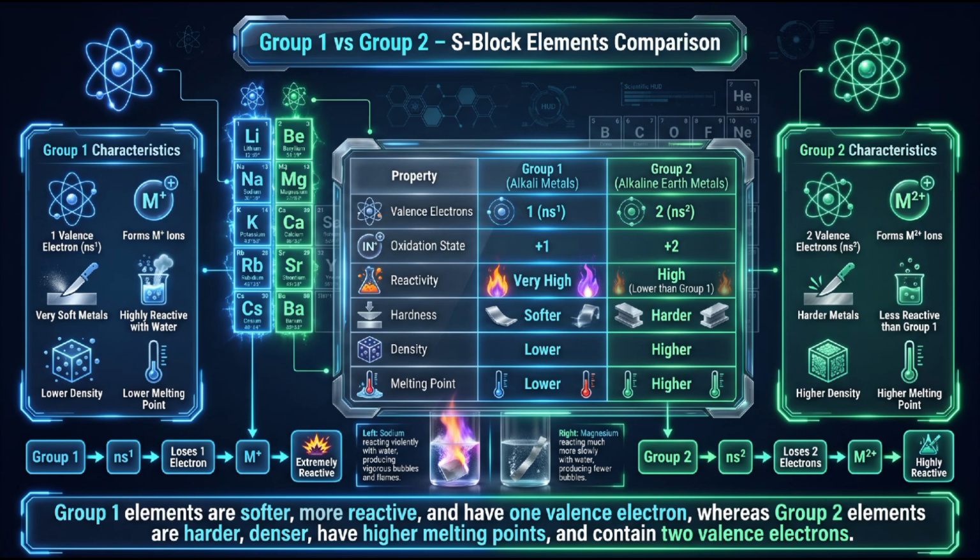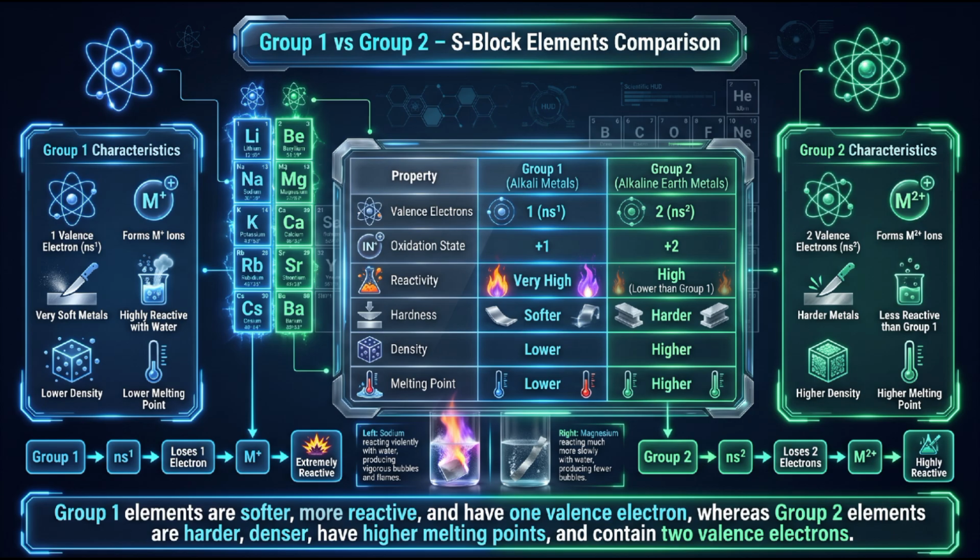Group 2 metals are considerably harder because each atom contributes two valence electrons to metallic bonding. The greater number of delocalized electrons strengthens the attraction between metal ions and the electron sea, producing stronger metallic bonds. Consequently, alkaline earth metals are harder, stronger, and more resistant to cutting than alkali metals.